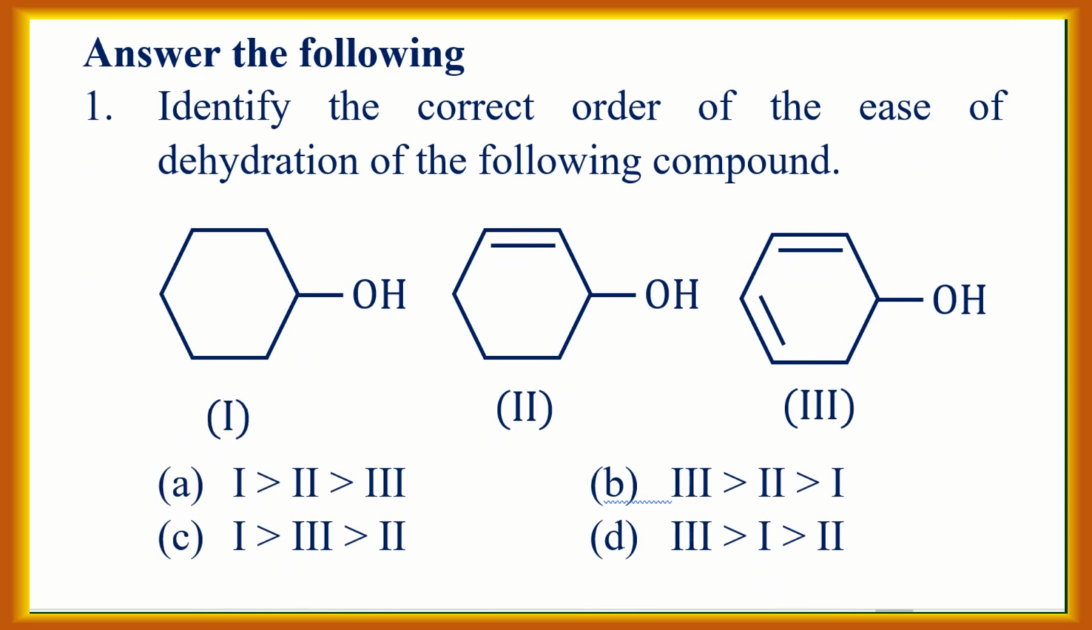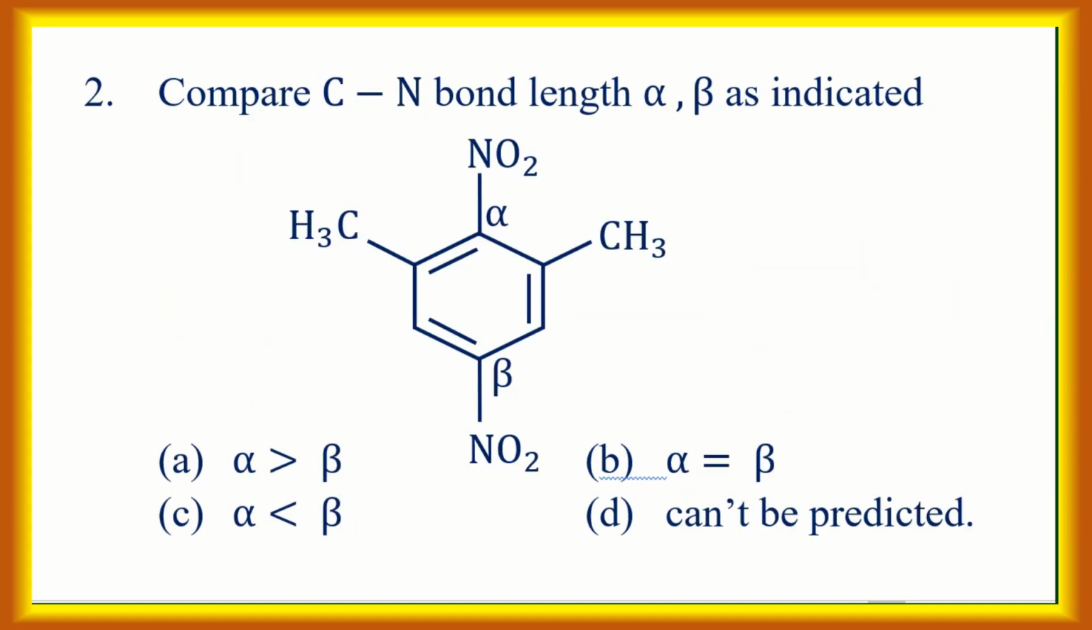Here the answer is B. In 3 it forms an allylic carbocation with 2 resonance forms. In 2 here also it is an allylic carbocation. In 1 it forms a 2 degree carbocation. So in 3 the allylic carbocation is more stable. So the order is B. It is clear now, and I will go to the next question.